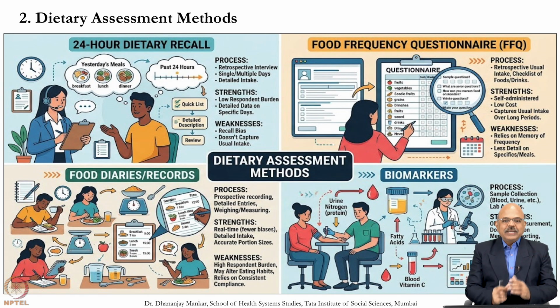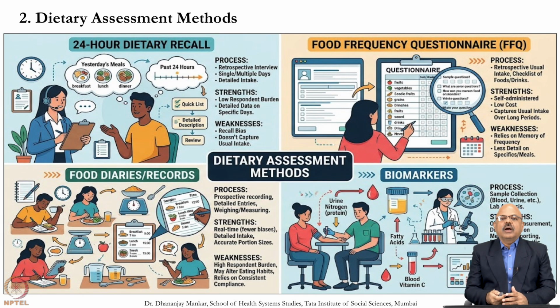What are the strengths? The low respondent burden is seen as a strength. Detailed data on the specific day comes to you, and it becomes a very important reason to conduct a 24-hour dietary recall. In clinical settings, it is seen as one of the major reasons that a dietary assessment is done. What are the weaknesses? Recall bias. It doesn't capture the usual intake, and it is sometimes rejected only because of these reasons.